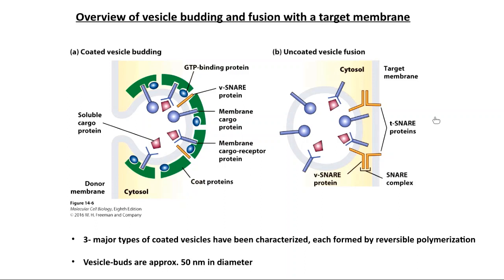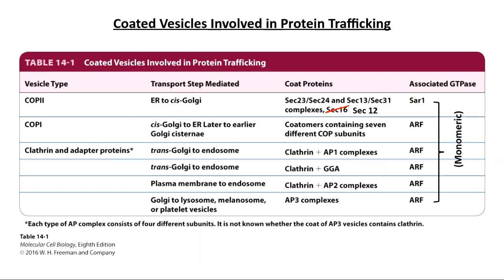So the vesicle buds are approximately 50 nanometer in diameter, and as I mentioned, the recruitment of GTP binding G proteins to a region of donor membrane, the characteristic feature of the G protein and the coat protein actually defines the nature of the vesicle. Going to the next slide. As I was mentioning, the associated GTPase plays the most important role, and based on the associated GTPase, it is going to recruit specific kinds of coat proteins.